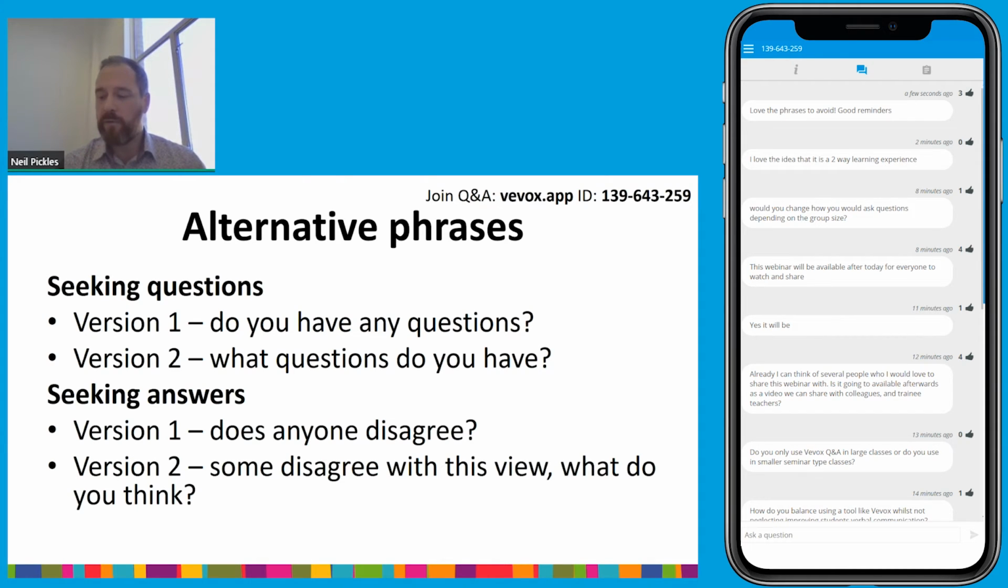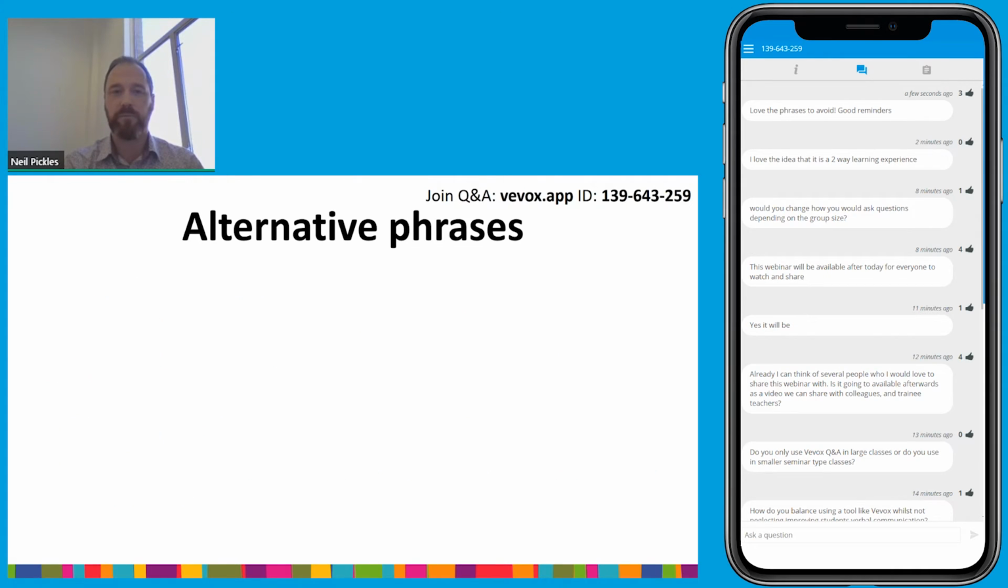Version 1 puts people on edge. Does anyone disagree? Because everyone's thinking, should I agree? Should I disagree? Version 2 makes it okay for disagreement by saying some disagree. And so that allows for greater engagement.